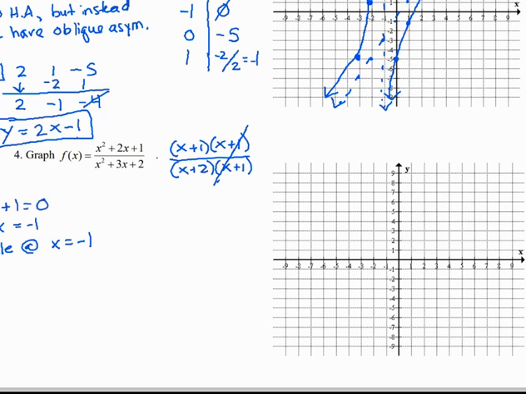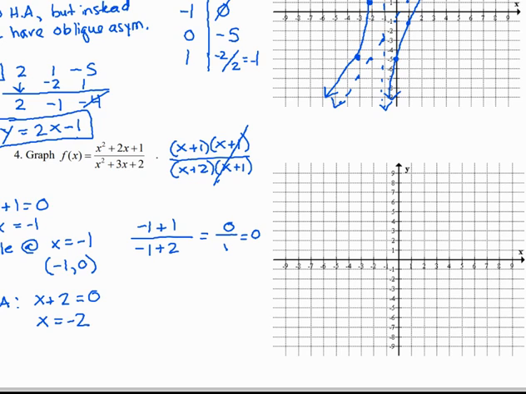We want to actually find that ordered pair. So to find that ordered pair, I plug it into my new equation. So that would be negative 1 plus 1 all over negative 1 plus 2. So I canceled out the x plus 1s, and I'm plugging in negative 1 into my new equation. This would give me 0 over 1, which is 0. So even more specifically, that hole is at negative 1, 0. Okay? Now let's find my vertical asymptote. I still have a vertical asymptote left. It's the other factor in my denominator, and that's x plus 2, which gives me x equals negative 2.